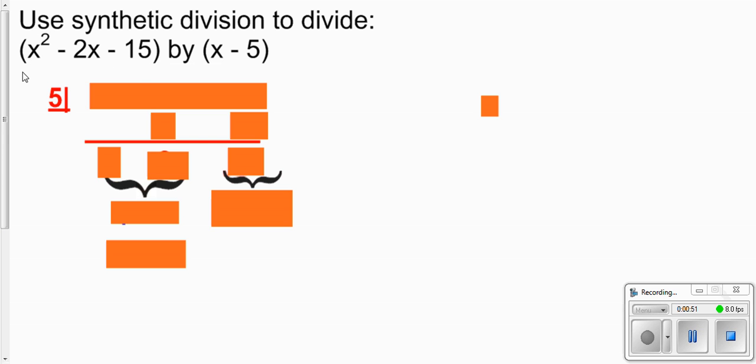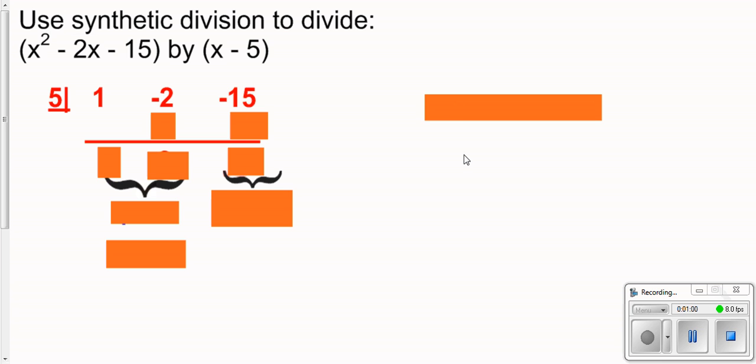Well, what's the number in front of our x squared? That's a 1. What's our number in front of our x? That's a -2. What's this number here? That's a -15. Now, with synthetic division, we only do two things, add and multiply, and then just repeat.